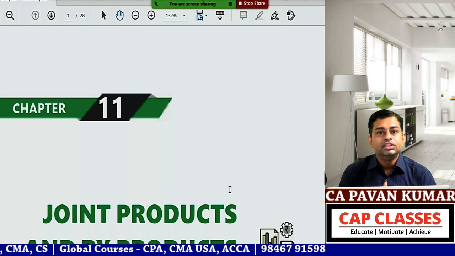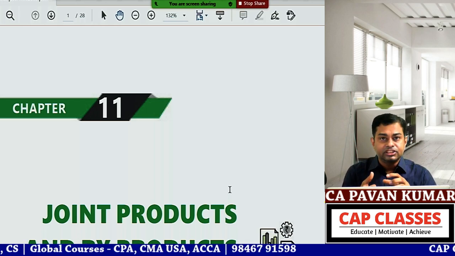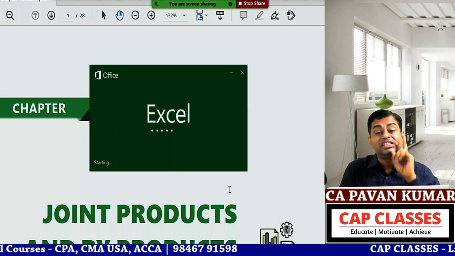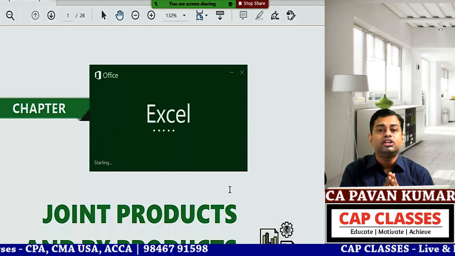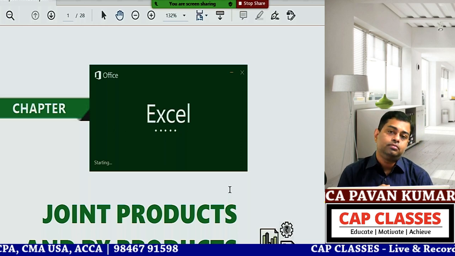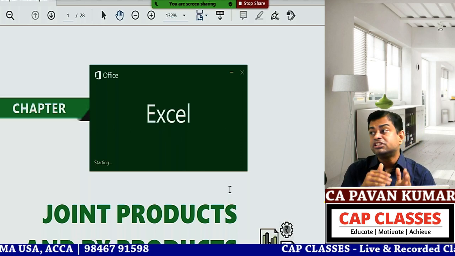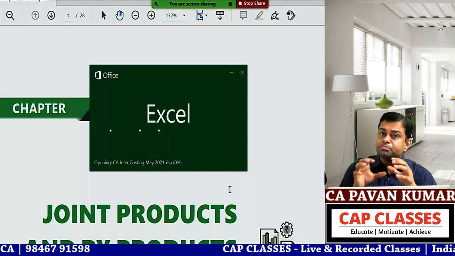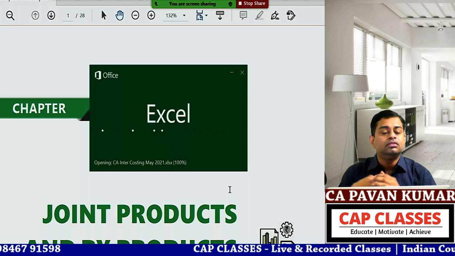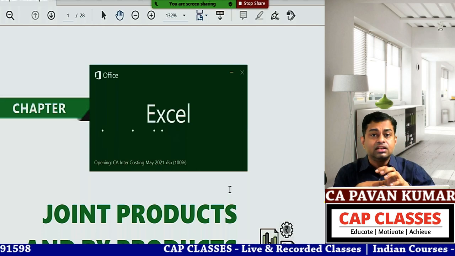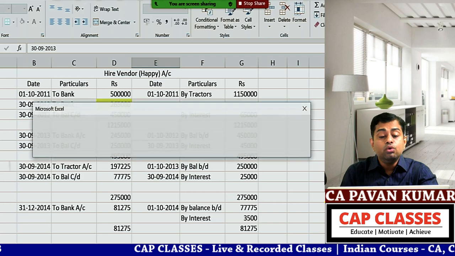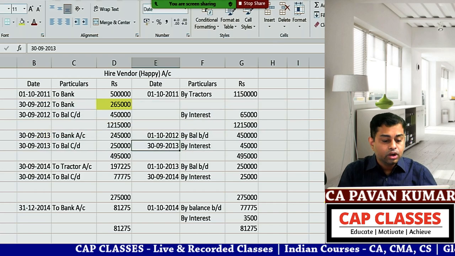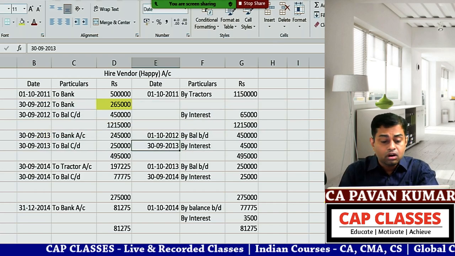Point number 1, if a process gives many outputs instead of one single output. Till yesterday, whatever problems you have solved, there is only one output. So if the process gives multiple outputs, how to do the accounting? ABC, 3 products are coming out of the process. So the first thing is, how can I apportion? In joint products and byproducts, write this in your notes also.